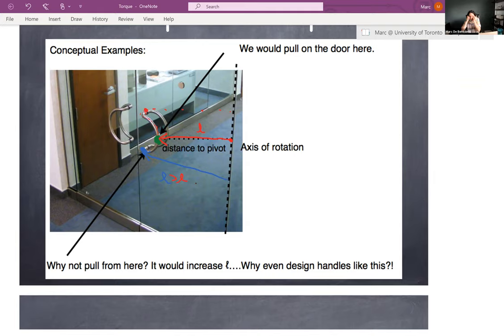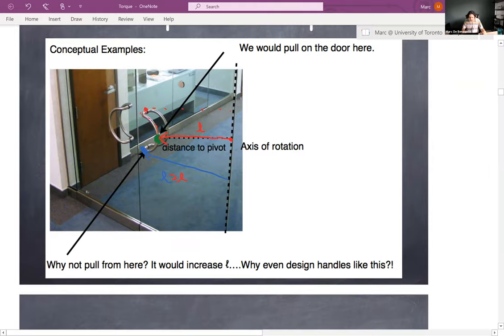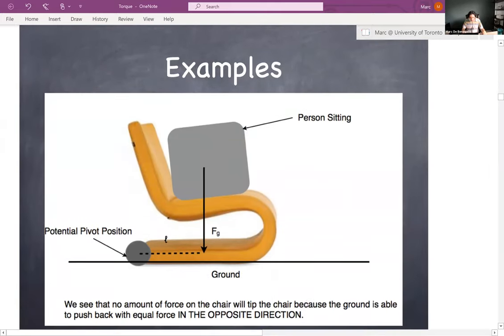Honestly, the only reason why I'm a physicist is because I'm lazy. I've learned physics to minimize what I have to do in my day-to-day life and make my life more efficient. That's honestly why I'm a physicist. Okay, anyway, moving on to another example.